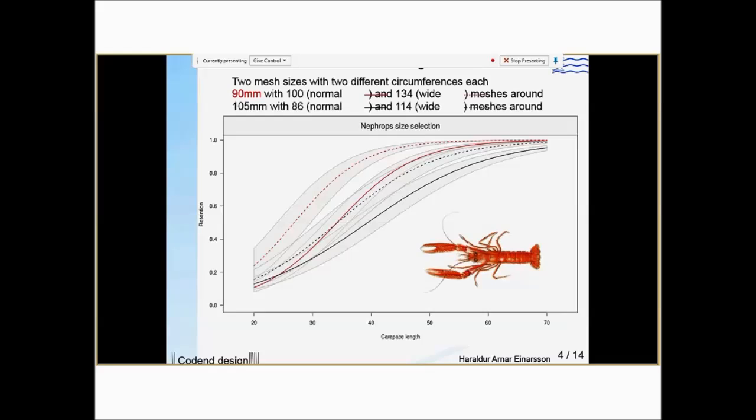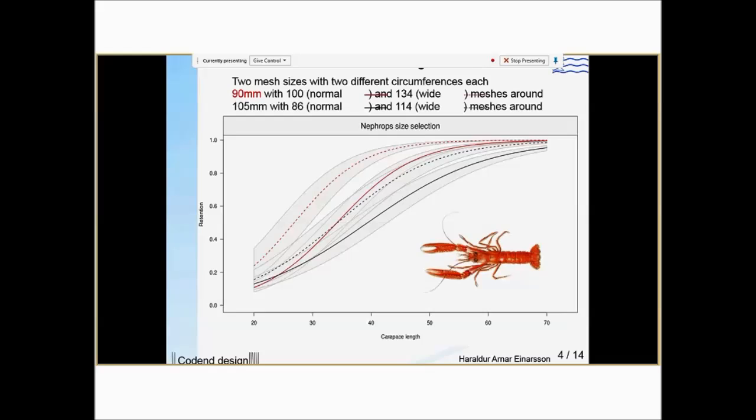Well, what is happening here is we have the selection line for the normal one, the red one, which is quite good. It's okay. It's around 35 millimeter in carapace length. But when only making the codend wider, with the same mesh size, the selectivity goes down and they are catching many more small nephrops. But they are not landing those smaller nephrops. I wonder where they are.